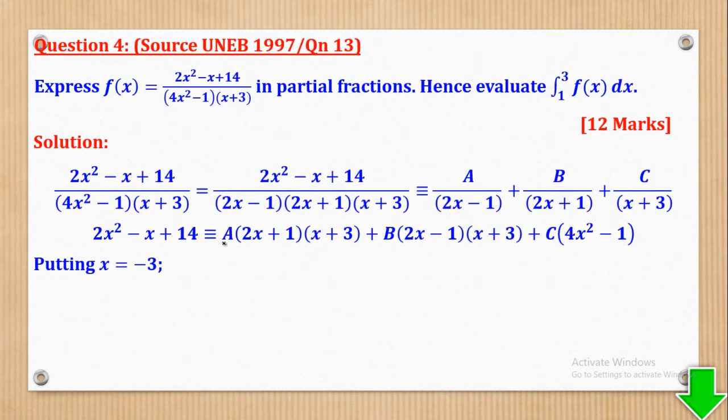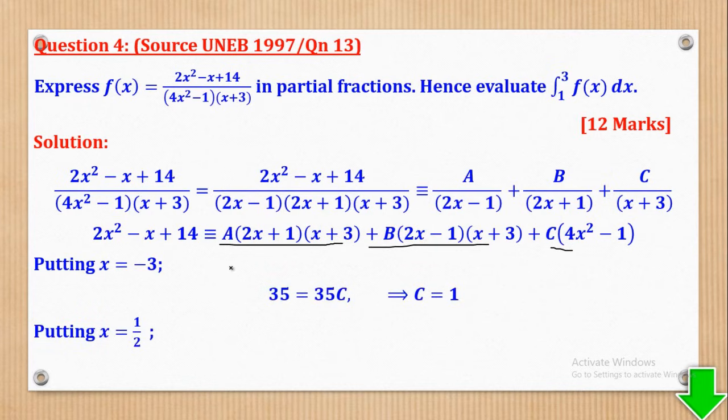Now we shall start by putting x equal to -3. It means that the whole of this is going to cancel, and also this will cancel, you remain with this, so we'll be able to get the value of c. Then putting x equal to 1/2, it means that this is going to cancel, so that is going to cancel, and also this is going to cancel, you remain with this part, so you can get the value of a.